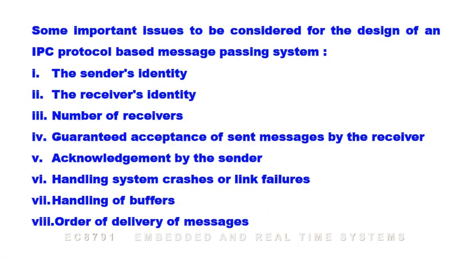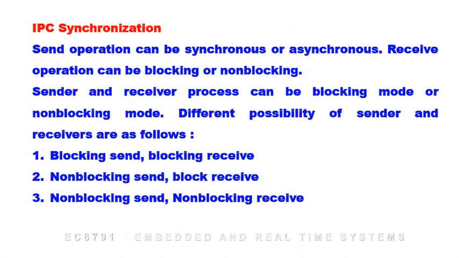Some important issues to be considered for the design of an IPC protocol based message passing system. First one, the sender identity. Second one, the receiver identity. Third one, number of receivers. Fourth one, guaranteed acceptance of sent message by the receiver. Fifth one, acknowledgement by the sender. Sixth one, handling system crashes or link failures. Seventh one, handling of buffers. Eighth one, order of delivery of messages.